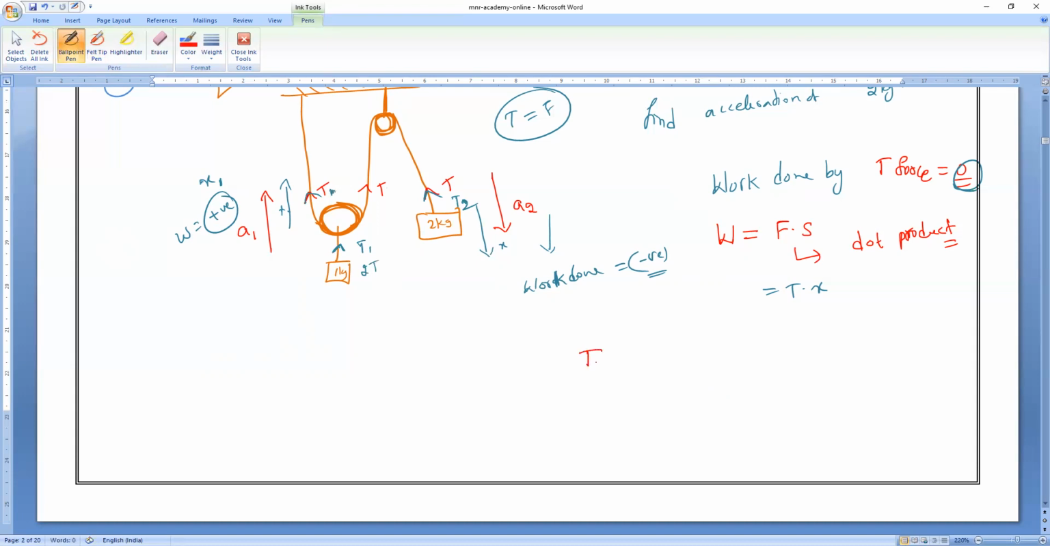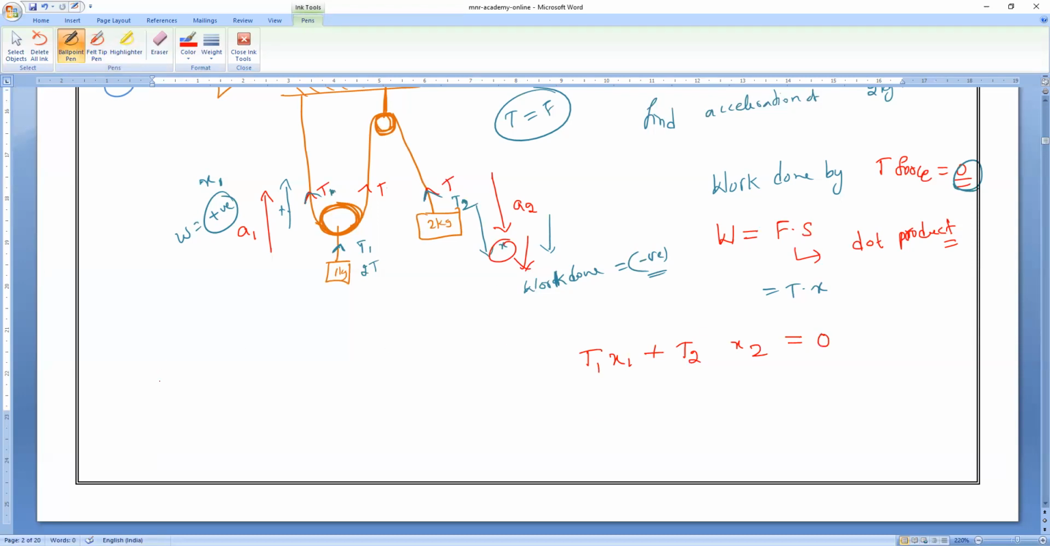Just imagine the work done by them. Work done by the first body, I will take it as T1 X1 displacement. Work done by the second body is T2 and X2, with the displacement in the downward direction, so I will take it as minus X. But of course, minus indicates only direction, so it is not necessary to represent the minus. So I will take it as T1 X1 plus T2 X2 is equal to 0.